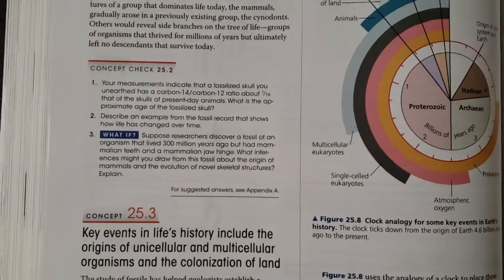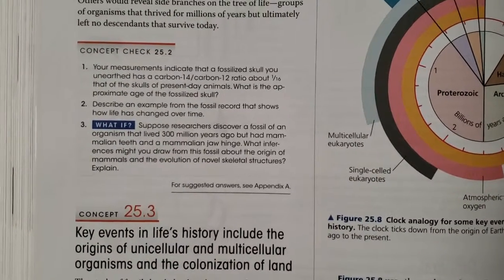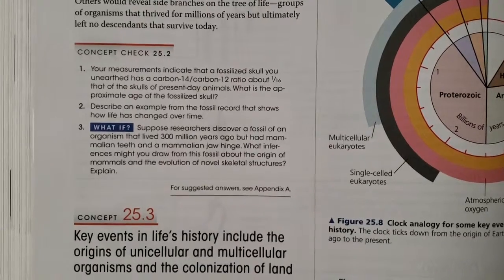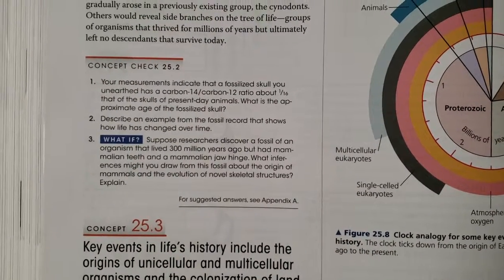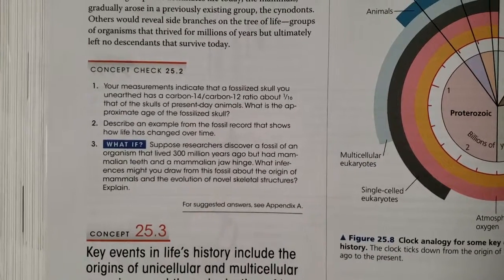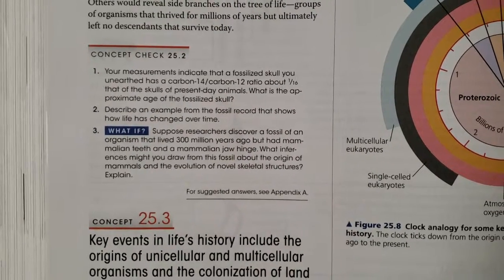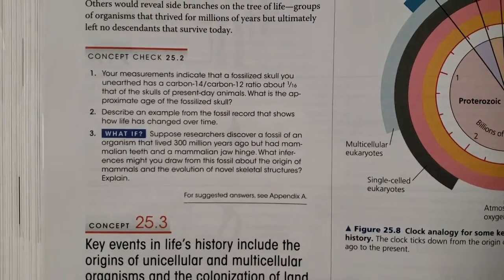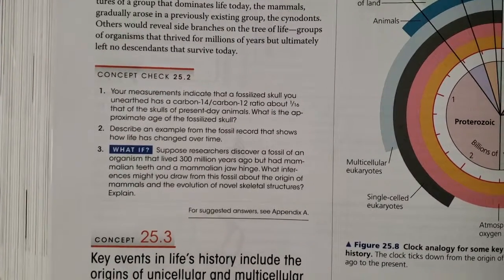25.2. Your measurements indicate that a fossilized skull you unearthed has a carbon 14 to carbon 12 ratio about 1/16 that of the skulls of present day animals. What is the approximate age of the fossilized skull? Okay, so it says 1/16.